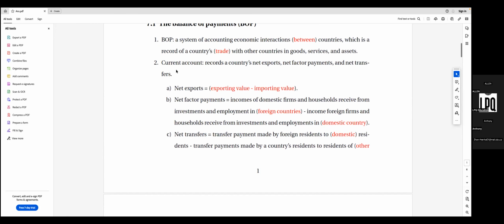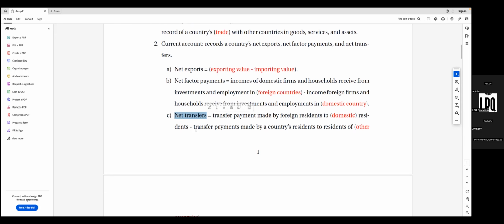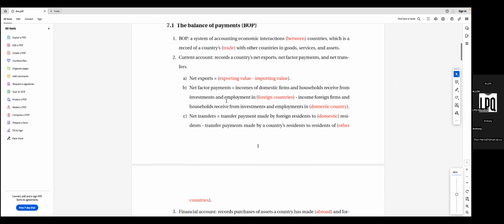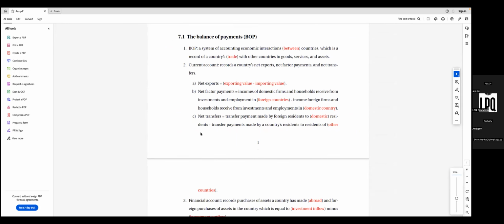Let's quickly go over them. What is a current account? Remember this: the current account balance is the total value of the following three items. The first is net exporting, the second is net factor payment, and the third is net transfers. How do you understand A, B, C here? These are three common reasons why money is leaving from Canada and why money is flowing to Canada.